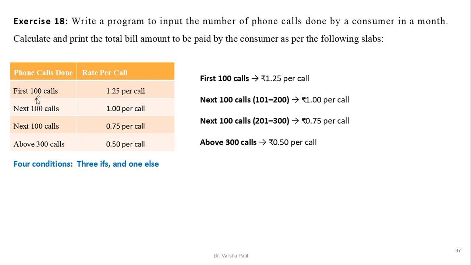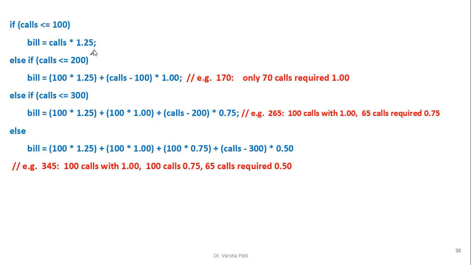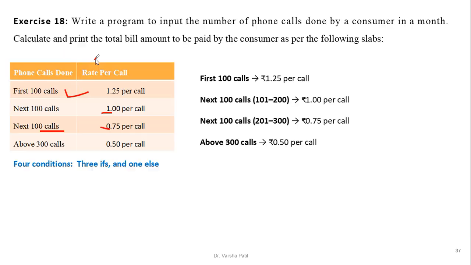Now see a similar program. For the first 100 calls our bill is 1.25. For up to 100 calls our bill is 125, but for the calls exceeding 100, the next call bill is 1.0. For 200 calls, the first 100 are 1.25, the next 100 are 1.0, and the calls exceeding 200, the bill is 0.75. So see, 100 calls are 1.25.